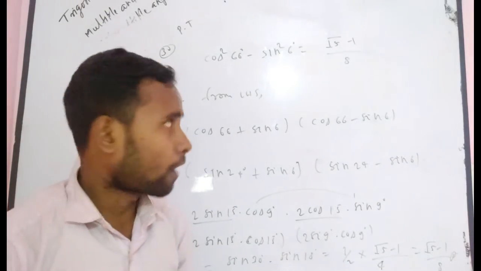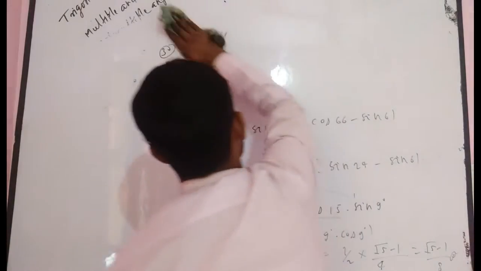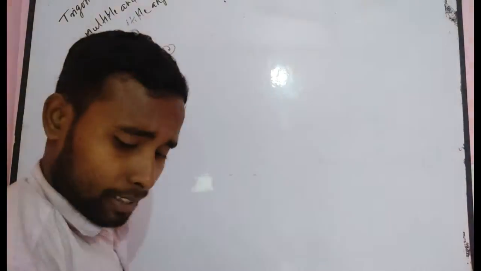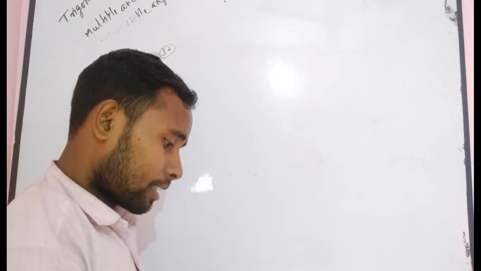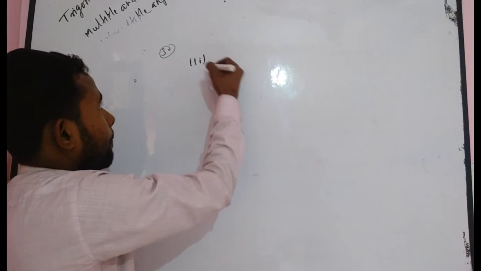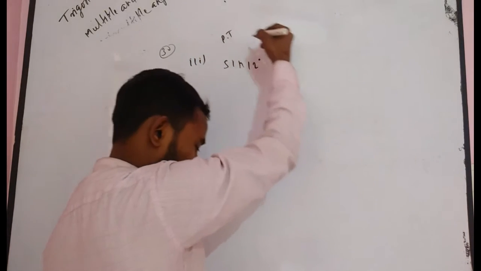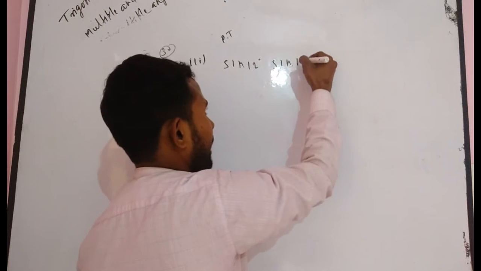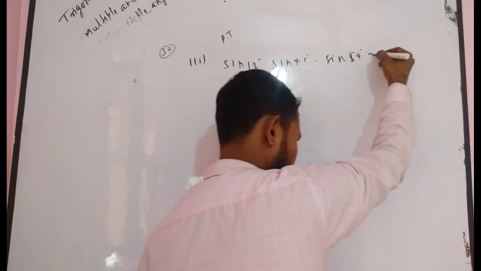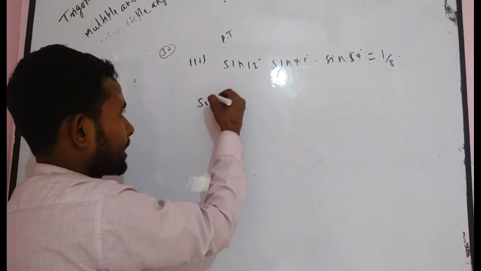Now again, I want to take the next problem for you. Question 13. You have to prove that sin 12 degree into sin 48 degree into sin 54 degree is equal to 1 upon 8. How can you solve? I think it is also very easy for you.